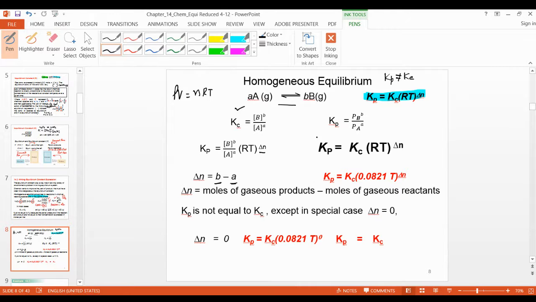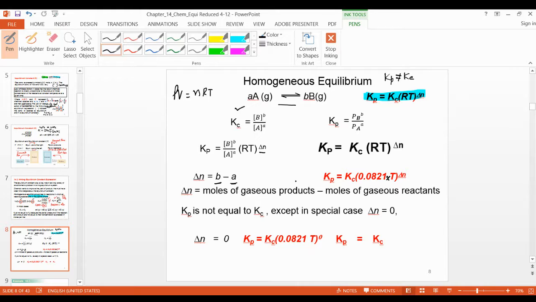Ideal gas equation. Pressure. Then you put the R value, 0.082, multiplied by temperature in Kelvin, and multiplied by delta N. In this condition, this is the formula.